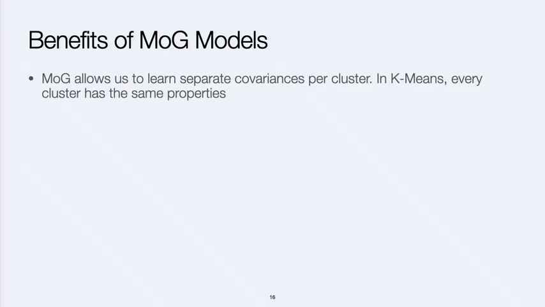So what are the benefits of mixture of Gaussian models? We just talked about why k-means is really good already, so what do mixture of Gaussian models give us instead? Mixture of Gaussian models allow us to learn different covariances per cluster. In k-means, every cluster has the same properties. If you run a k-means algorithm, a lot of the times you will see that each cluster exhibits a spherical geometric shape. If the data set is more elliptical, k-means clustering will not model that as well. However, because mixture of Gaussians has different covariance matrices, you're able to model longer elliptical data clusters really, really well.